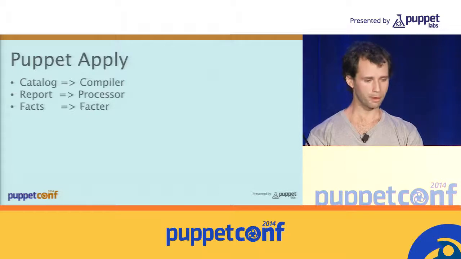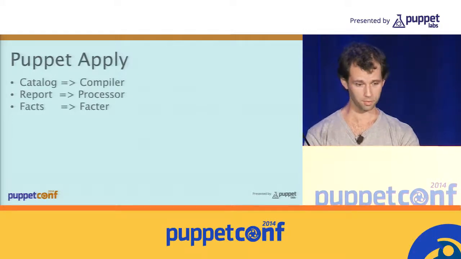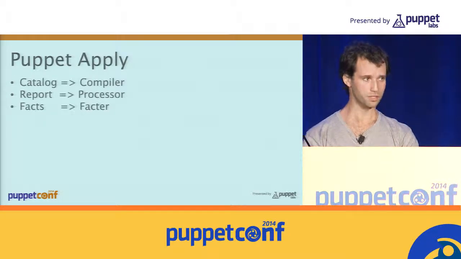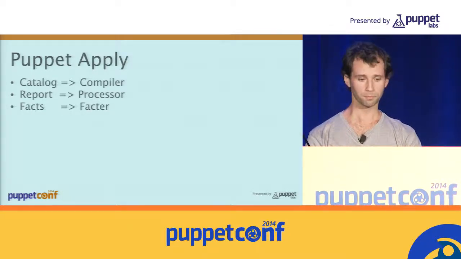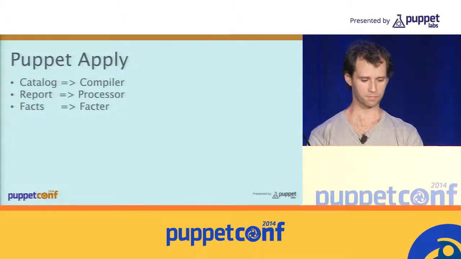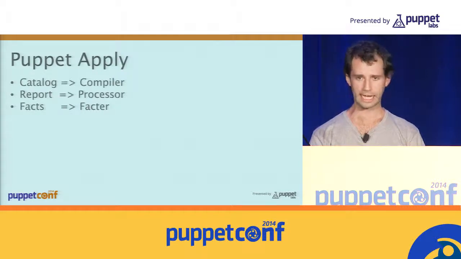On the other hand, with Puppet apply, the catalog terminus is set to compiler, which means it has to compile its own catalog instead of going out over the network. Report is set to processor, so it will process its own report instead of sending it out over the network to a Puppet master. And facts is still set to factor, so it still uses the system's local facts. So that's pretty cool. It lets you use the same way to get at a given data type, but change the behavior based on the configuration.